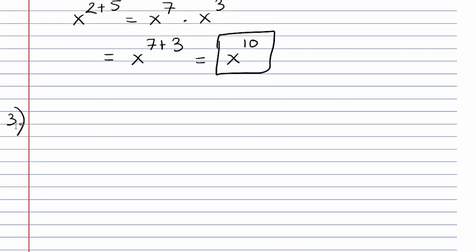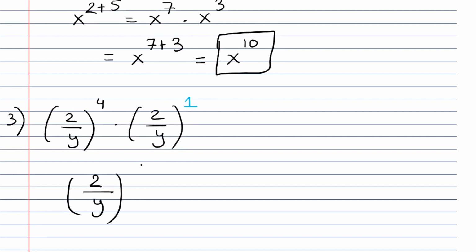Let's solve the third expression, which is 2y to the 4 times 2 times y. Okay, this is our third equation. Since we don't have any exponent on this one, we count it as 1. And since we have the same base, we can right away start solving, just putting your base and adding the two exponents. So the answer is going to be this.